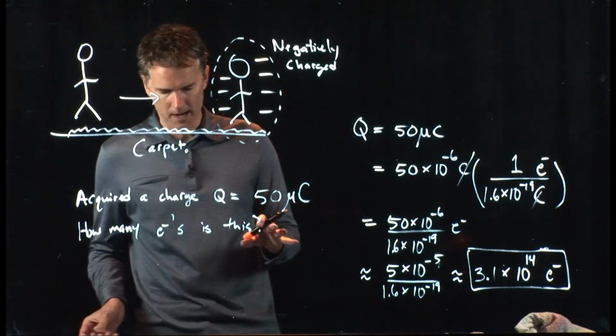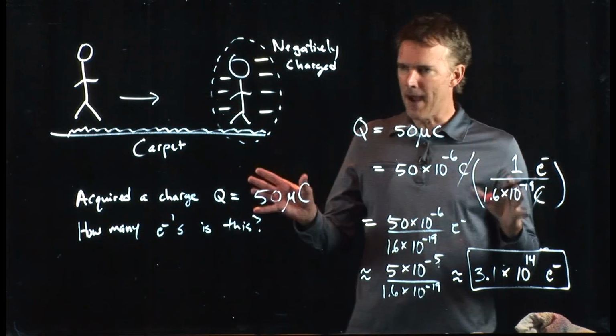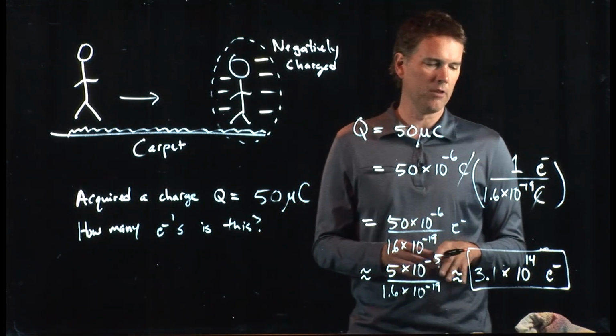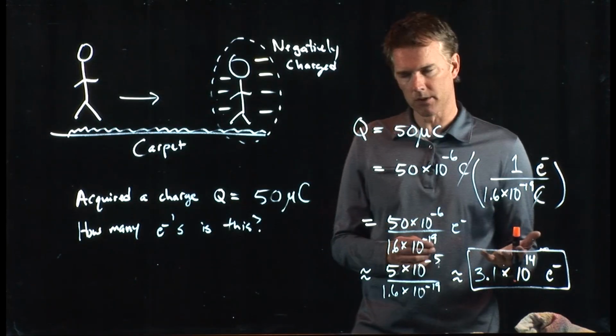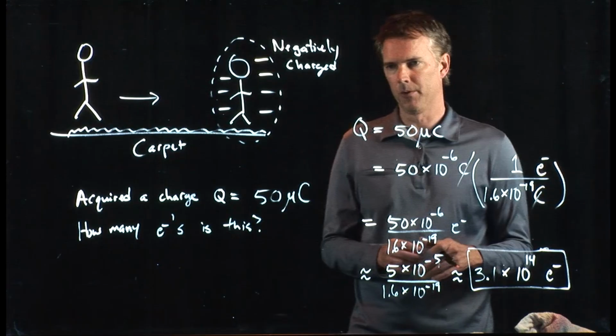Okay, any questions about that one? There's a second part to it, which is how much mass does that correspond to, and you can do that conversion yourself. All you need to know is the mass of the electron, which we know is 9.1 times 10 to the minus 31 kilograms.